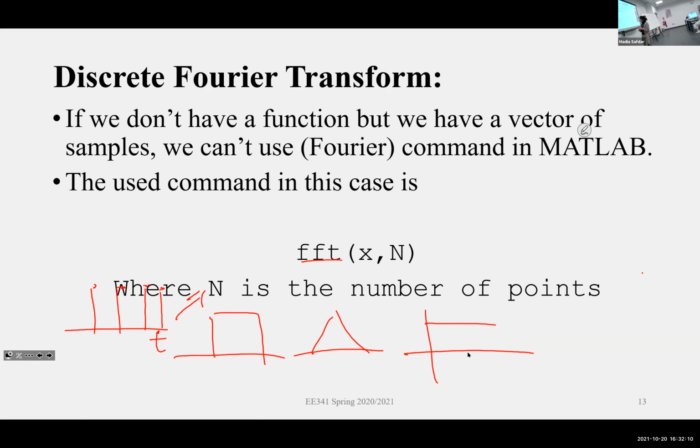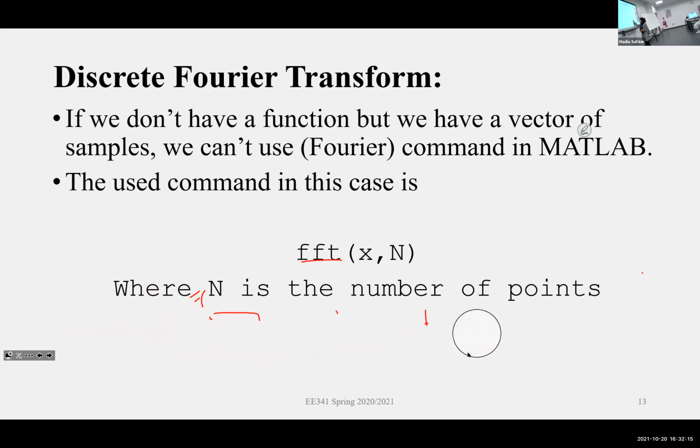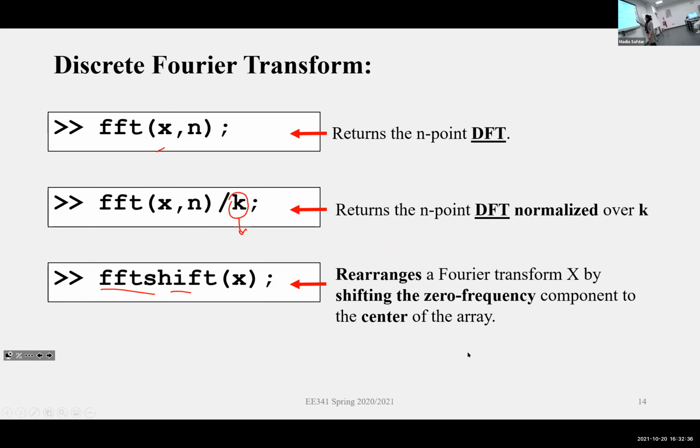So here in FFT, I don't have to define symbols. I don't have to do anything. I will just plot the frequency spectrum of the discrete time domain signal. For that, the command is fft. I need the signal and then the number of sample points. So fft(x, n), where x is the signal and n is the number of samples. This will return the discrete Fourier transform of my discrete signal.